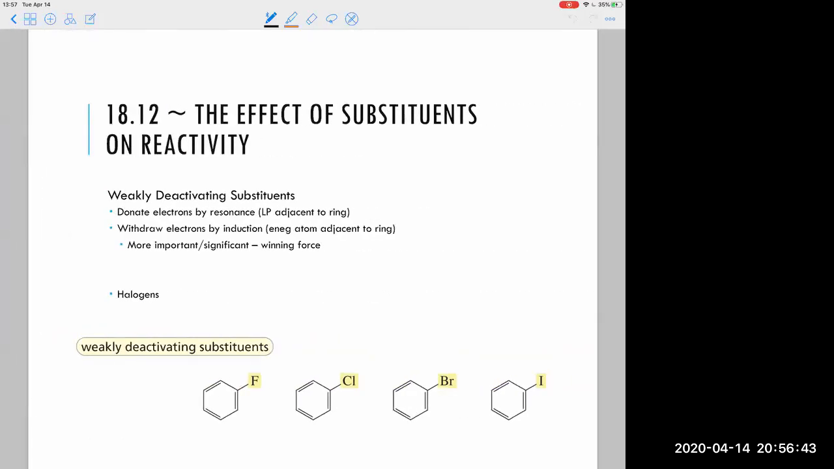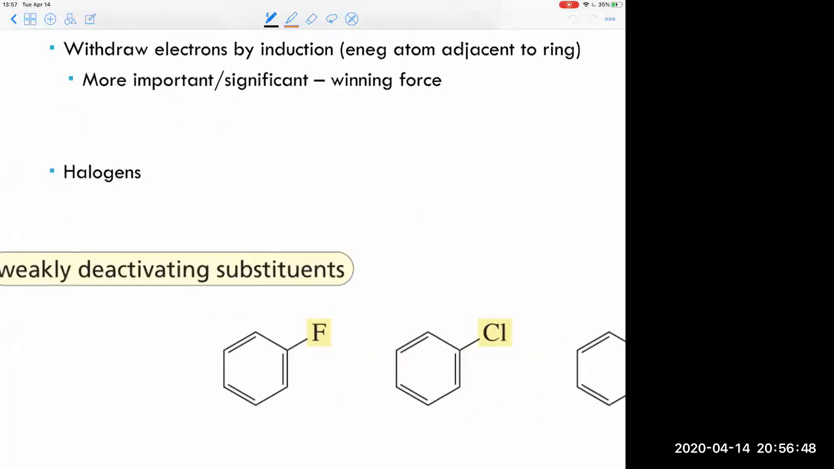Withdrawing groups or deactivating groups. So first of all, your halogens. And this may be a little bit confusing because these guys have a ton of pairs of electrons that they can donate to the ring through resonance. The problem is that all of your halogens are also very strongly electronegative. So although they will donate electrons through resonance, the more important effect is actually the withdrawing that they do by induction, which is basically by virtue of being very electronegative.